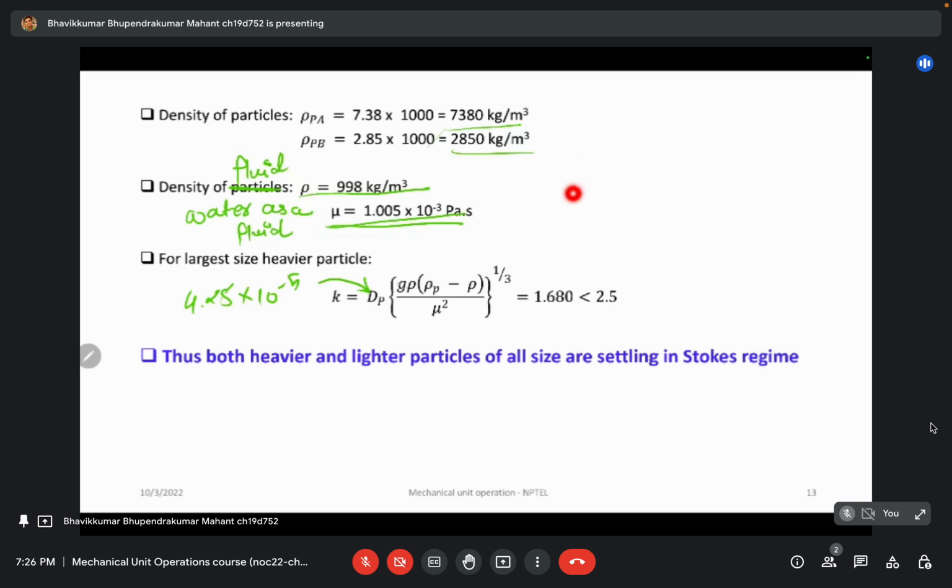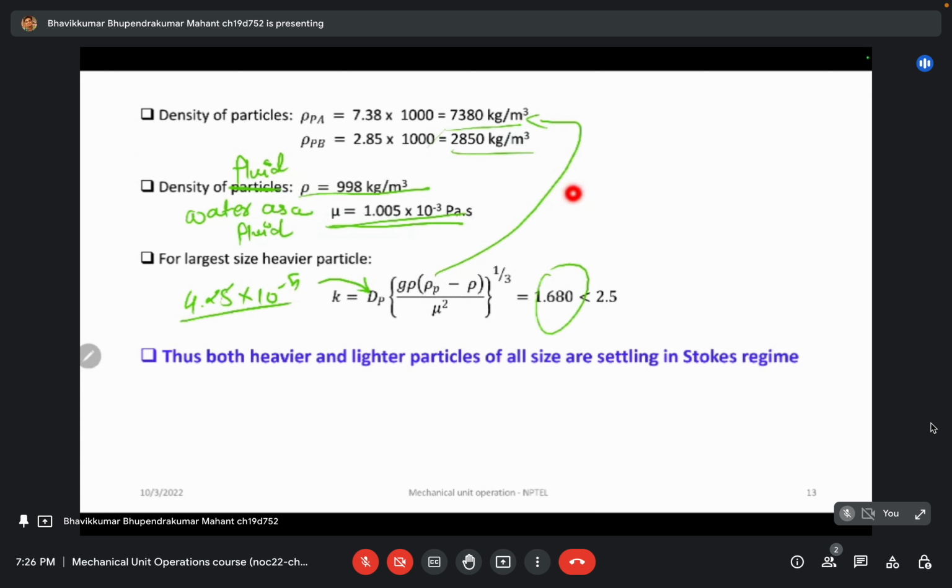So 4.25 into 10 to the power minus 5 is the value of dp. We will substitute: g is 9.81, density of fluid 998, and rho p. Which density will we consider here? We consider 7380 because it is the heavier particle, the maximum density. So upon mu square, we substitute the values and we get the value 1.680, which is certainly less than 2.5.